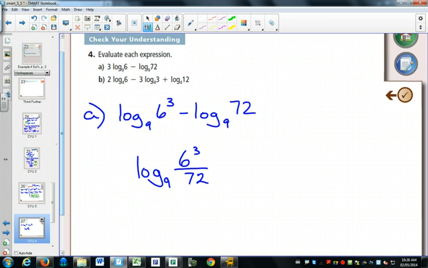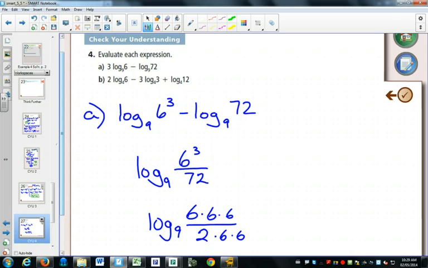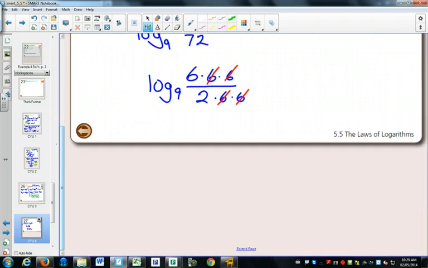72 is what? 2 times 36. Right, so we've got 72 is 2 times 36. And so I'm going to write the top, 6 times 6 times 6, in expanded form. And if I have 2 times 36, and 36 is 6 times 6, we can break it up that way. And that makes simplifying your fraction easier. Whereas if I had 216 over 72, you could divide by 2, and then divide by 2 again, and divide by 2, and divide by 3, and it would just take longer. So this is a faster way of simplifying it. And so in the end, I get log base 9 of 3. And I still need to evaluate.